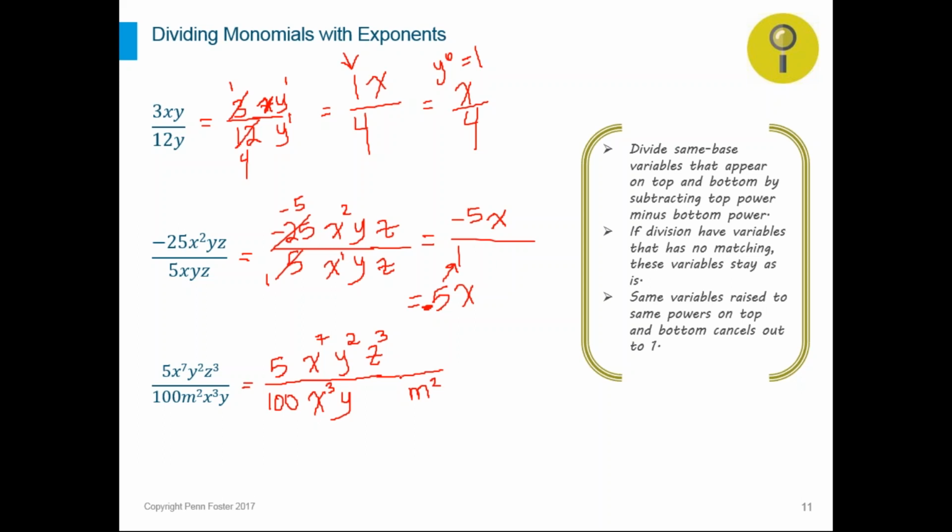Now it is easy for me to just subtract the exponents of the like terms. First step, let's deal with the numbers just to get rid of that. 5 and 100, the common factor is 5. Divide over 5, that's a 1. Divide over 5, that's a 20. So 20 on the bottom. So far I have 1 over 20 in my answer.